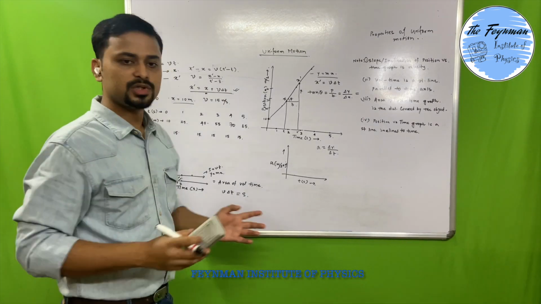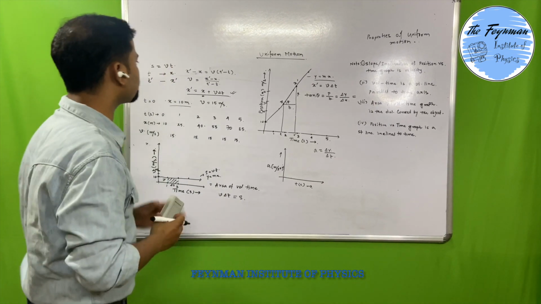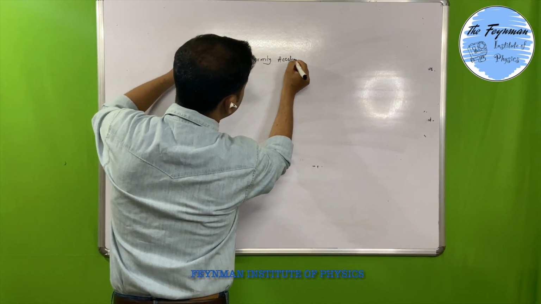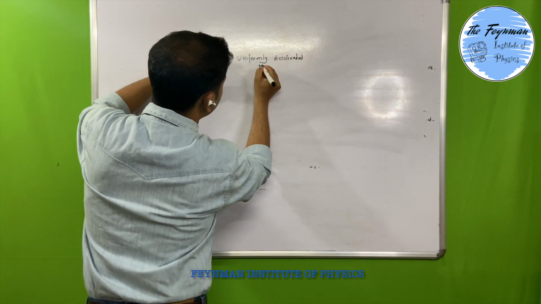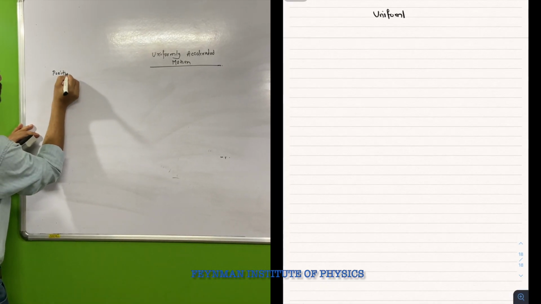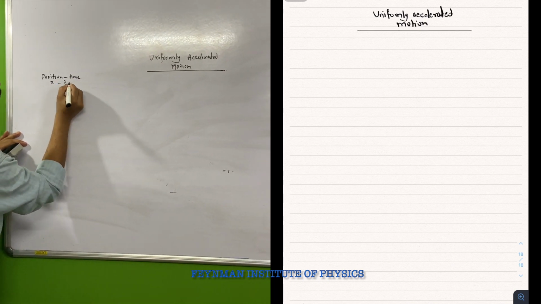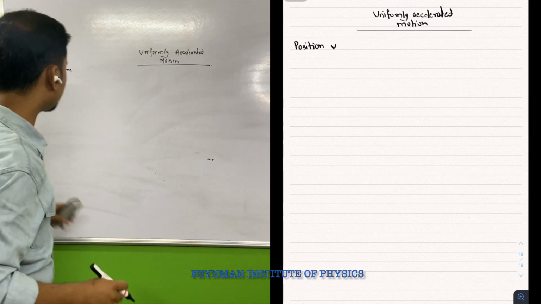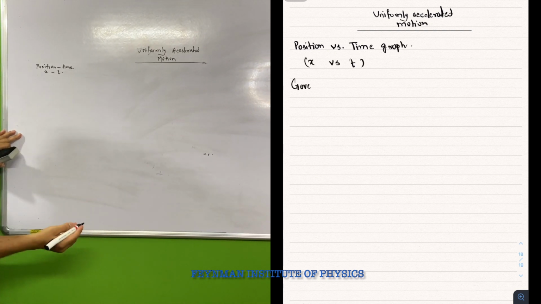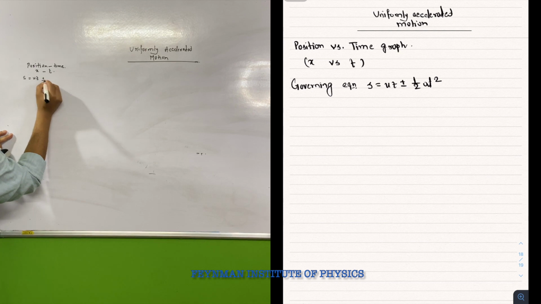Now we are going to see all these three kinds of graph for uniformly accelerated motion, which is a special case of non-uniform motion. So for uniformly accelerated motion, the first kind of graph is the position time graph. So this time we are plotting the position time graph, that means x versus t graph, for a uniformly accelerated motion. Now the governing equation for this uniformly accelerated motion, in order to find the position at different times, is s is equal to ut plus or minus half at square.